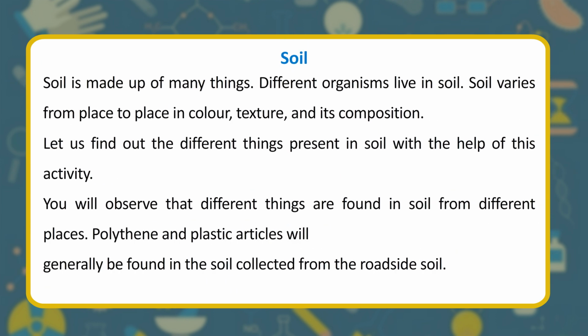Soil. Soil is made up of many things. Different organisms live in soil. Soil varies from place to place in color, texture, and its composition. Let us find out the different things present in soil with the help of this activity. You will observe that different things are found in soil from different places. Polythene and plastic articles will generally be found in the soil collected from the roadside.